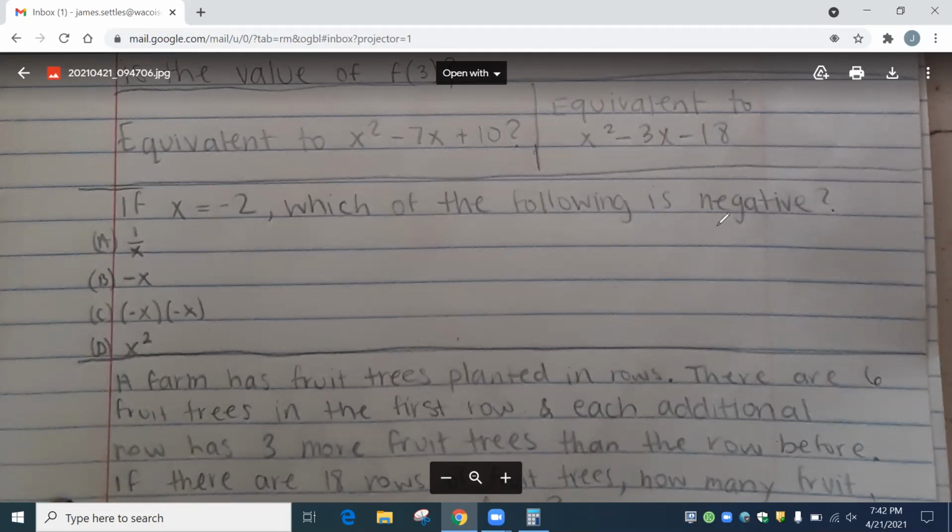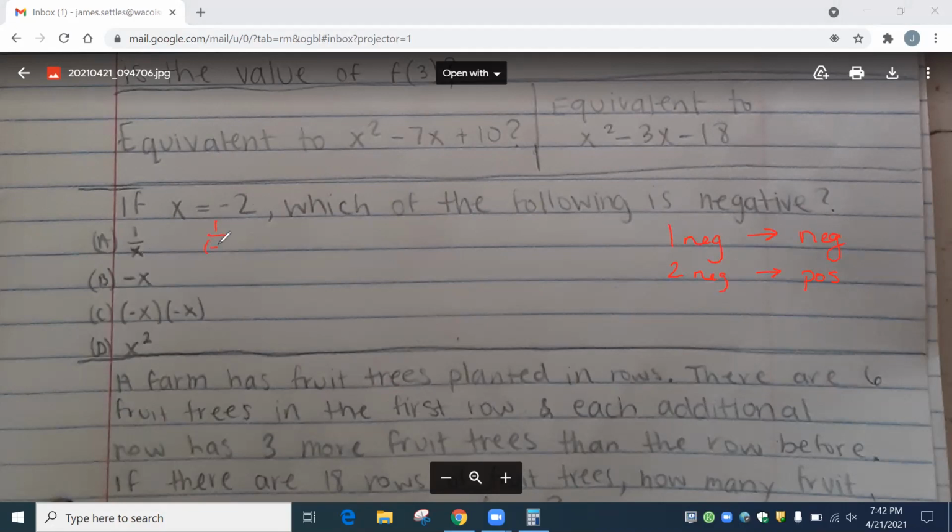All right, so in order to figure out which one's negative, you got to know the rule that one negative makes the whole thing negative. Okay, that's a negative right there. Two negatives make it positive.